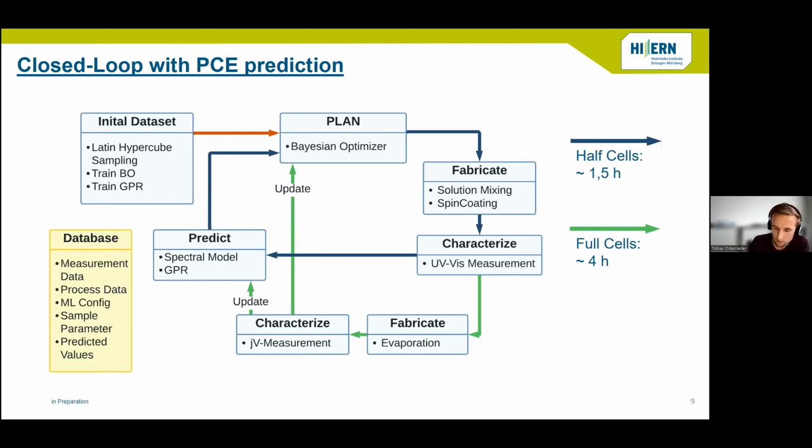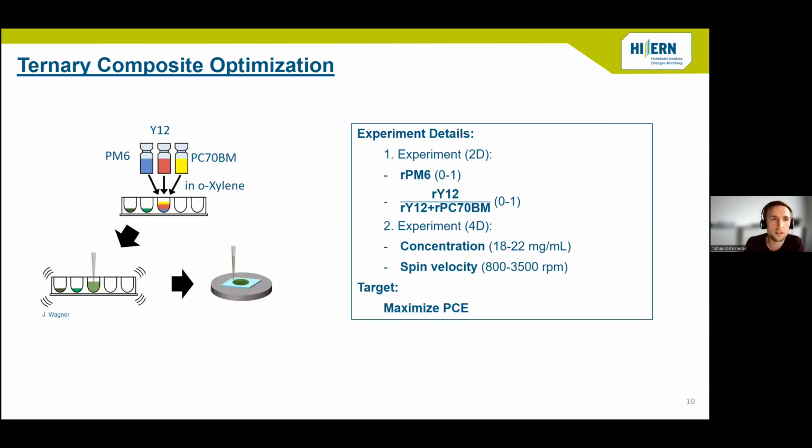So we ran this closed loop approach on a ternary composition optimization. We used PM6, Y12, and PCBM in o-xylene. And we ran two experiments, one with 2 open parameters and one with 4 open parameters. For the 2D experiments, we only optimize the ratio of the solution of the different components. So we have 3 components, but the total volume is fixed, so we can reduce it to 2 parameters.